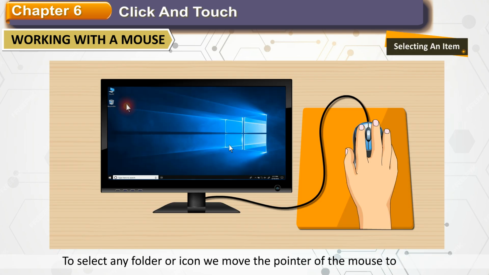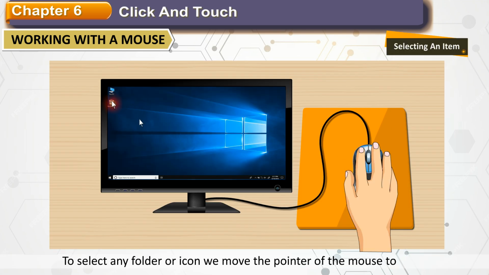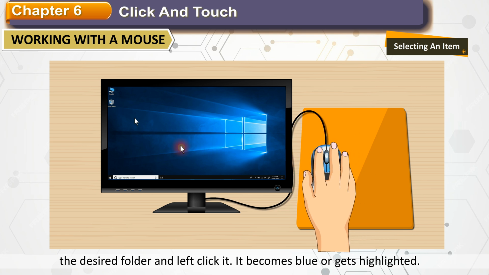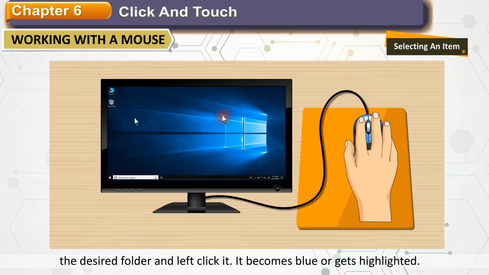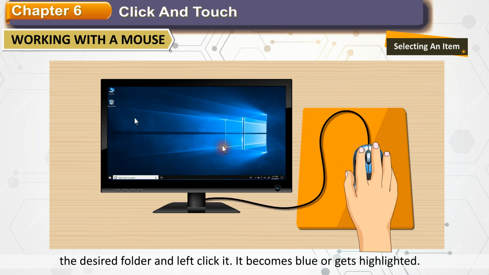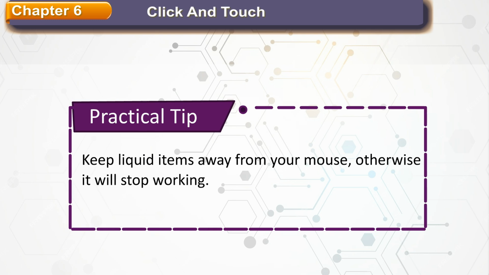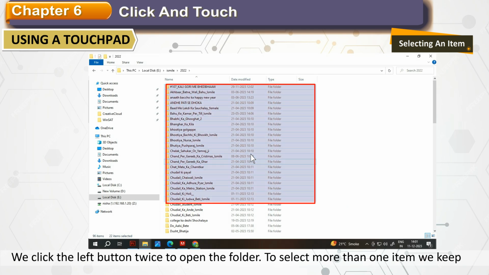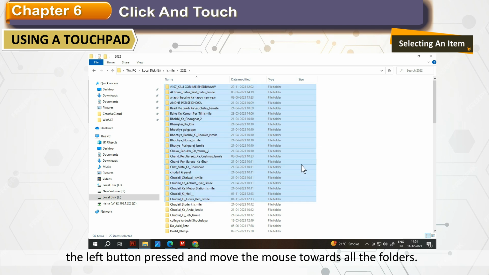Selecting an item. To select any folder or icon, we move the pointer of the mouse to the desired folder and left-click it. It becomes blue or gets highlighted. Practical tip. Keep liquid items away from your mouse, otherwise it will stop working. We click the left button twice to open the folder. To select more than one item, we keep the left button pressed and move the mouse towards all the folders. But for this, all the folders must be together with each other.